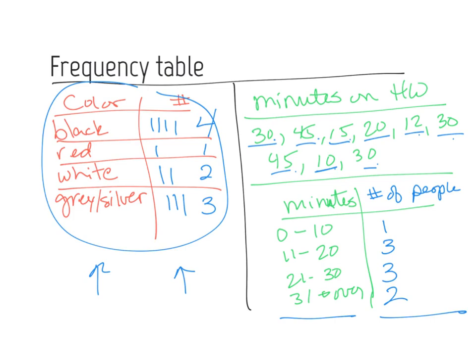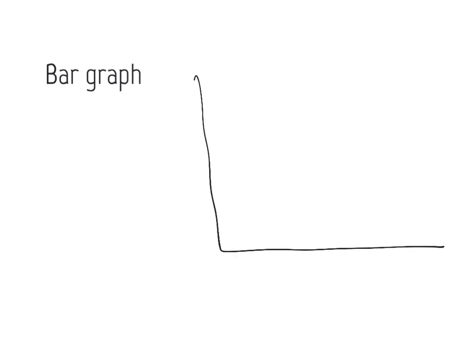So using that, then we are going to make different graphs. Black cars, we had 4. Whoops, sorry. So let's start with a bar graph, and I'm going to do the best I can. A bar graph is going to be on 2 axes like this.